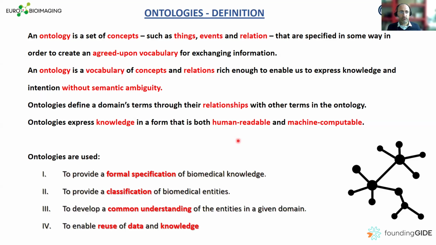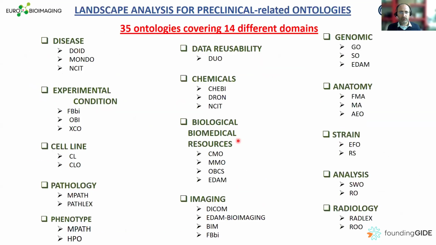Because the preclinical imaging field is a multi-domain field, what we did within the project was to identify several domains that can be exploited to describe preclinical image datasets. We identified 14 different domains, and for each domain we looked at the ontologies that can be exploited to describe it. Here you can see all the different domains and the list of ontologies that we have identified that can be used to describe each of these domains.